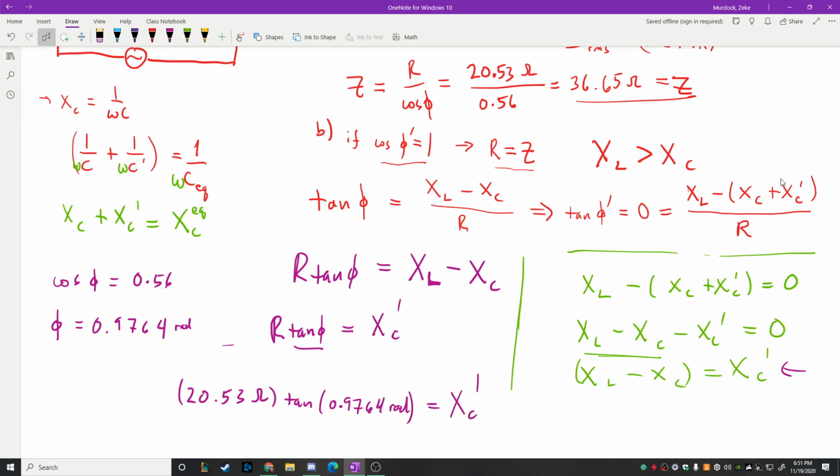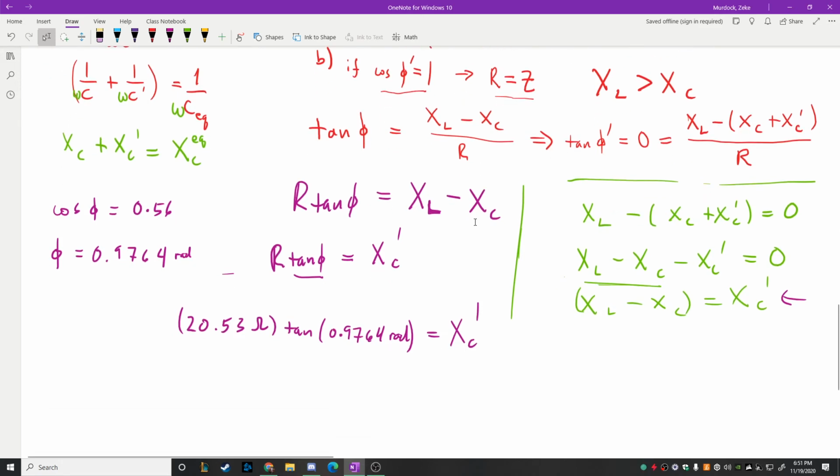We'll just solve for Xc prime first and make sure it makes some kind of reasonable sense to us, and then we'll solve for the actual capacitance afterwards. So we do 20.53, and we multiply by the tangent of 0.9764. It's kind of a math-heavy problem, but that's the point of doing it. I got 30.37. Do you all agree? 30.37. You all agree? Okay.